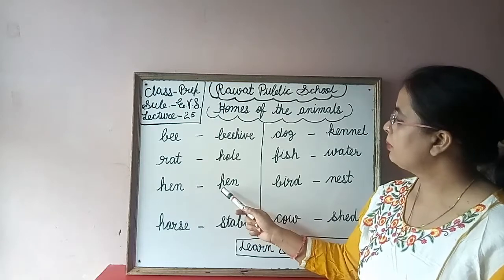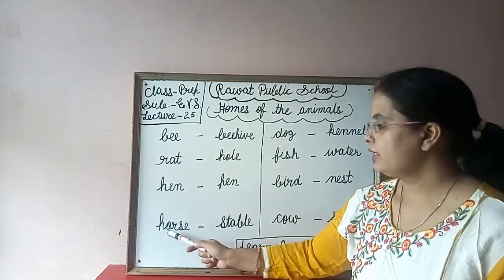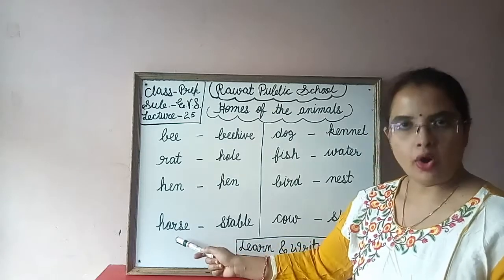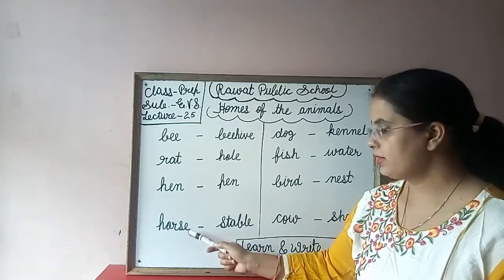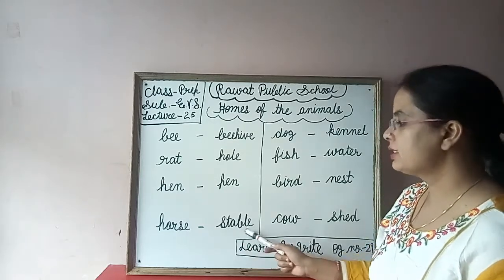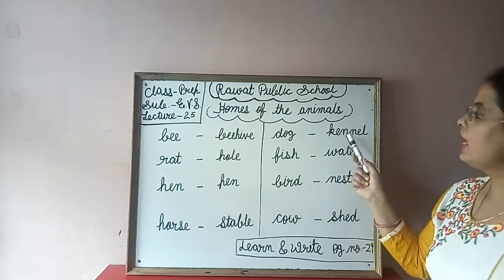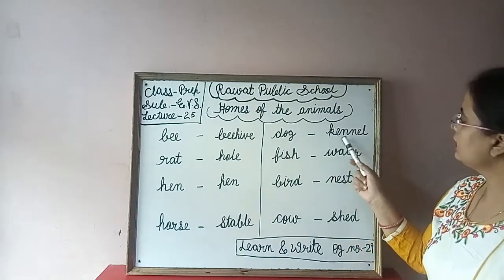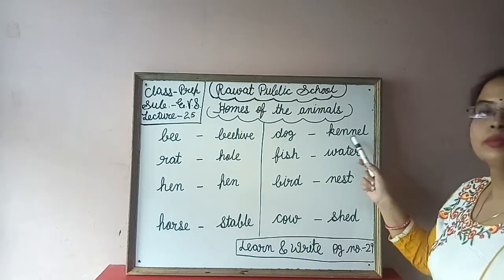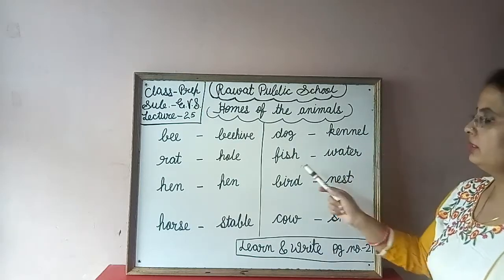Pen. Horse. Horse lives in stable. Stable. Dog lives in kennel. Kennel.